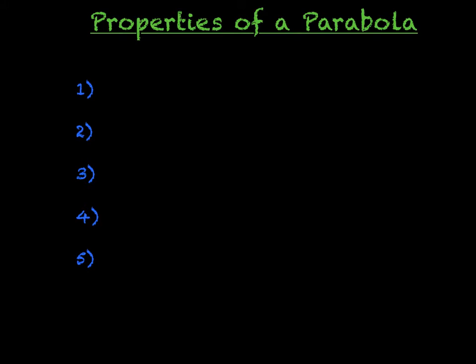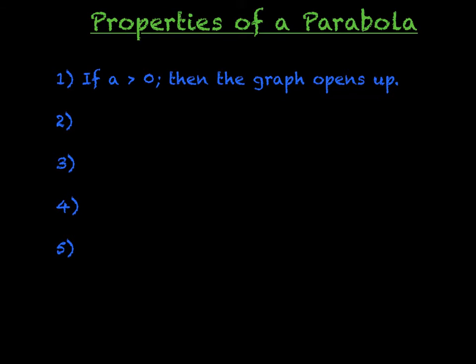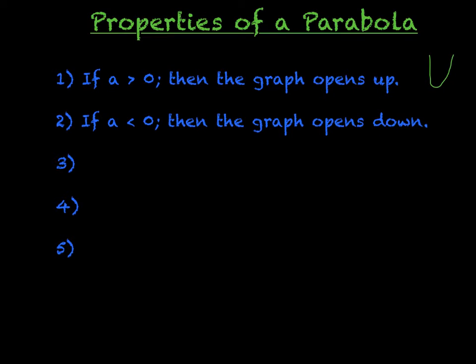There are several properties of parabolas that will help us to understand how to graph and what a graph of a parabola actually looks like. If a is greater than 0, then the graph is going to open up, and so it looks something like a U. If a is less than 0, so a negative number, then the graph is going to open down, so it's going to be more of an N shape.